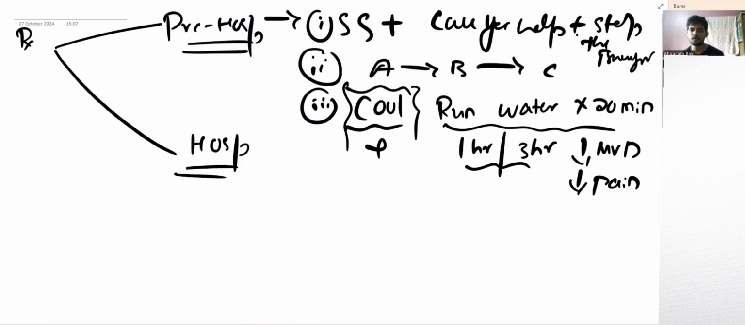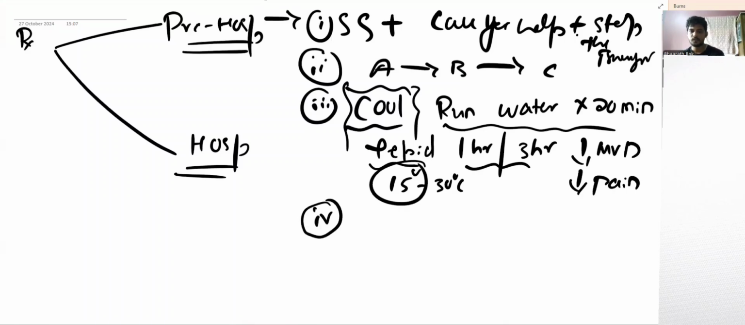Now you need to use what is called tepid water. Tepid means at room temperature, so 15 to 30 degrees Celsius. Anything can be used, but 15-degree water is better. Run for 20 minutes, effective up to 3 hours, which reduces pain and reduces the microvascular damage. And fourth, you transport this patient to the hospital. If you suspect an inhalation injury, always give oxygen. The reasons I told you. You keep the patient in a propped up position while transporting.